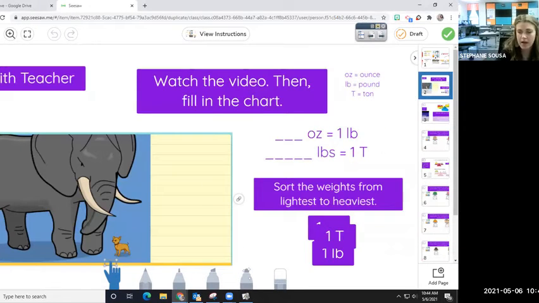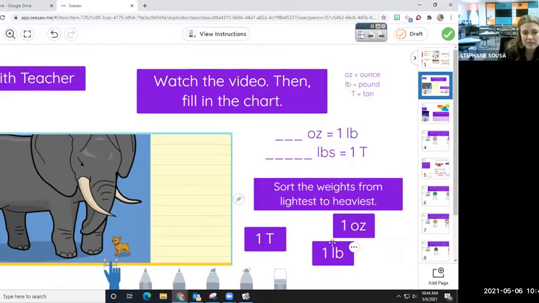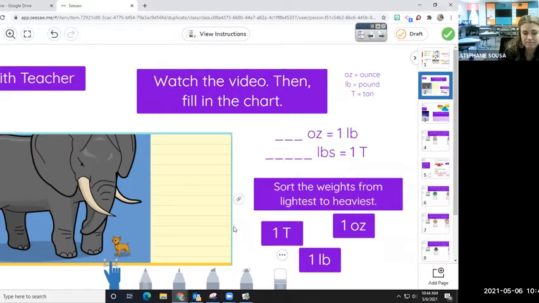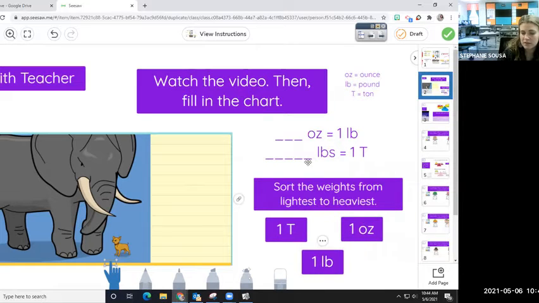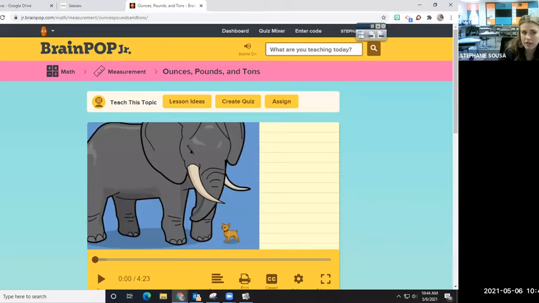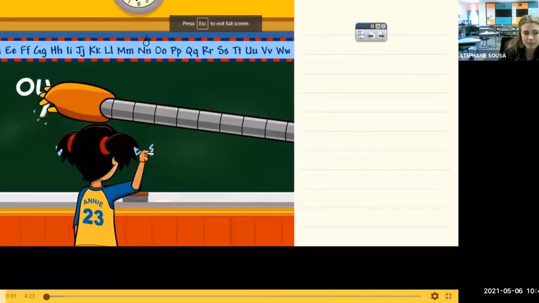I have a Brain Pop that we're going to watch, and then we're going to fill in this chart. We're going to use these down here. So take a look, watch the video, then fill in the chart. We're going to see how many ounces are in 1 pound, how many pounds are in 1 ton. And then we're going to sort these from lightest to heaviest. Okay, so pay attention to what is an ounce, what is a pound, what is a ton, and how many are in each. Here we go.